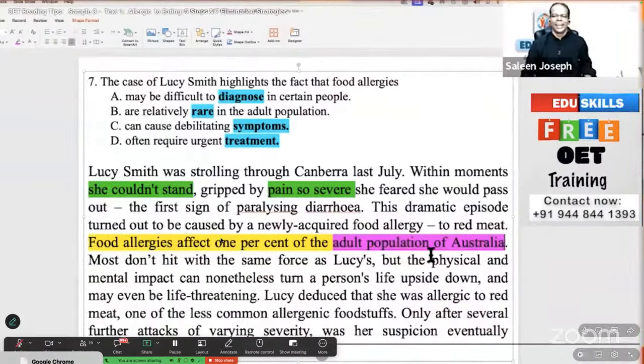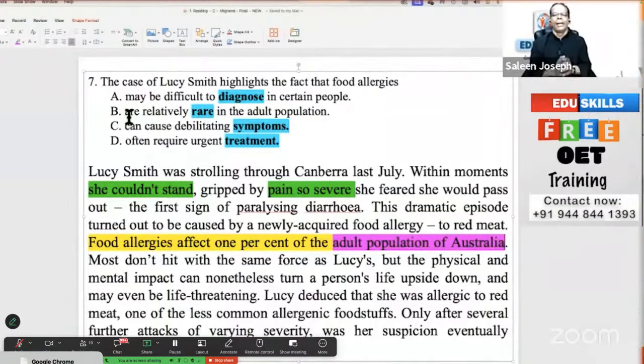Here, this is a general statement. Option B says food allergies are relatively rare in the adult population, which means in the world. It doesn't speak of any state or country. But this text is speaking only about Australia. Canberra is in Australia, and it is mentioned adult population of Australia.